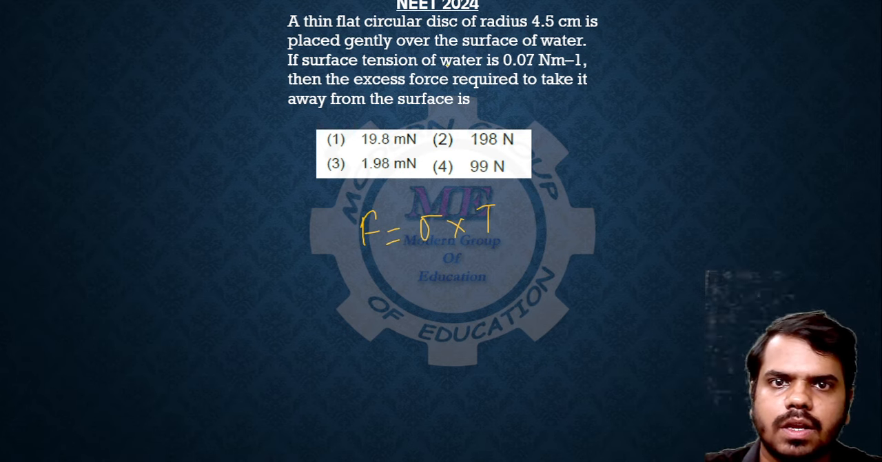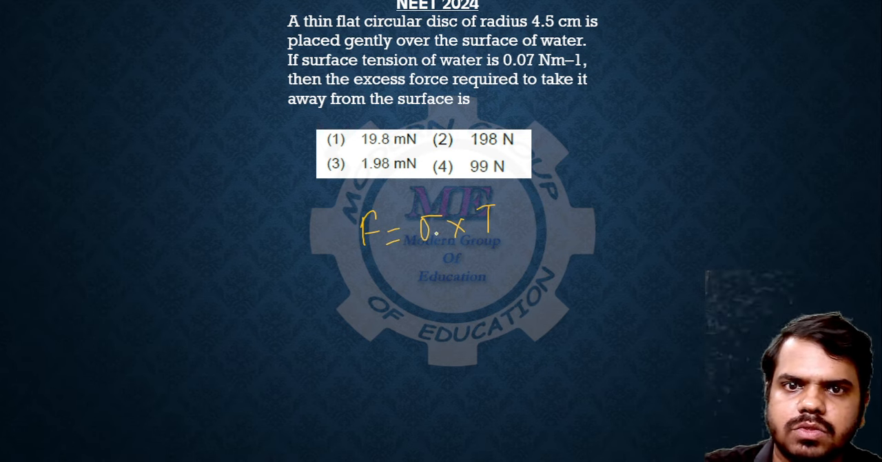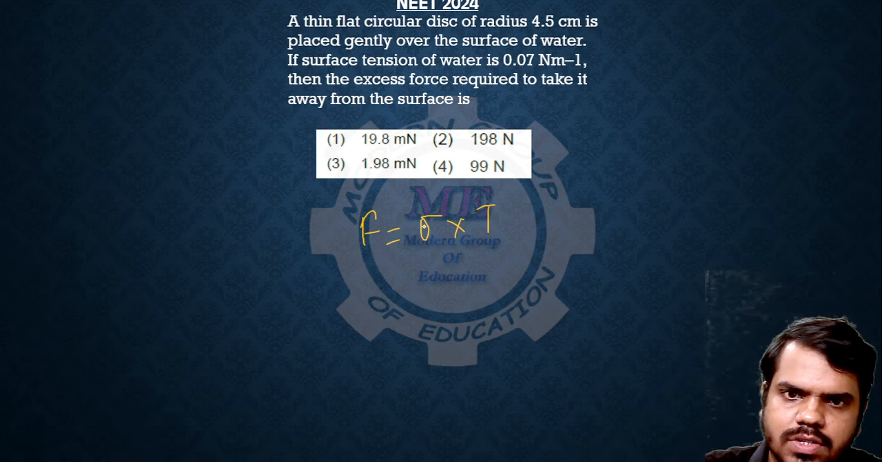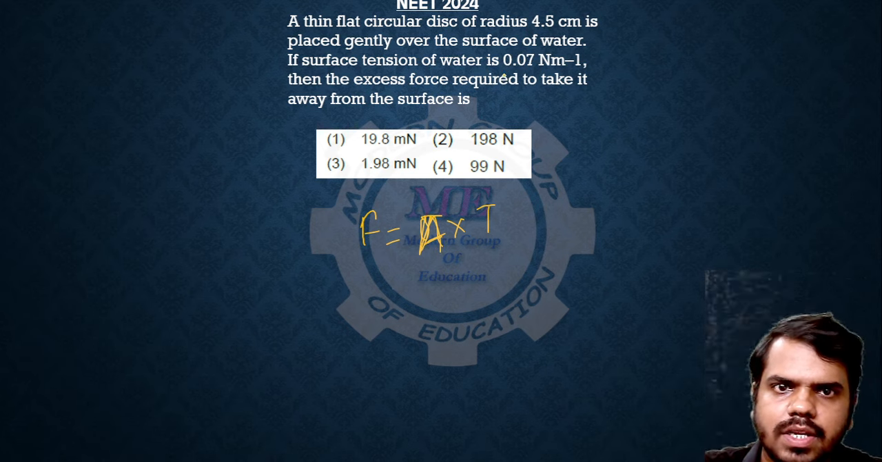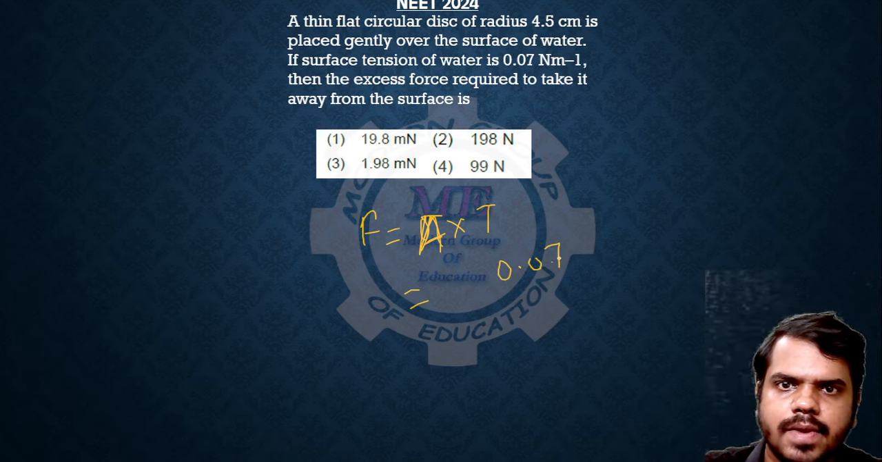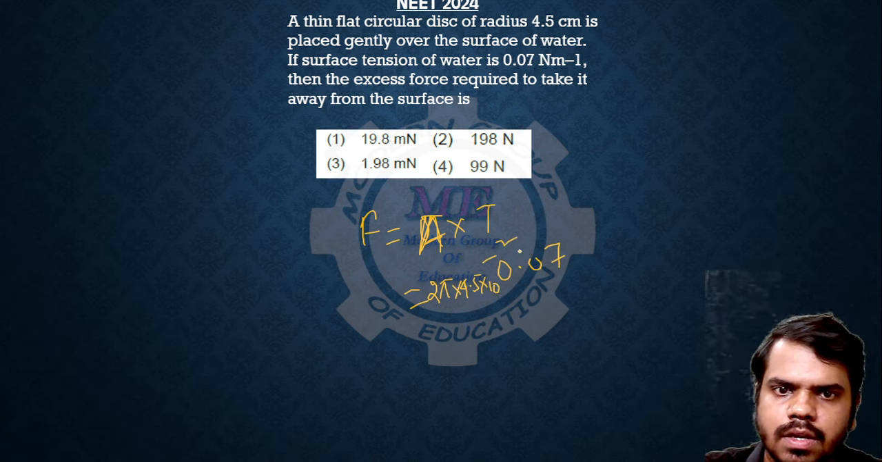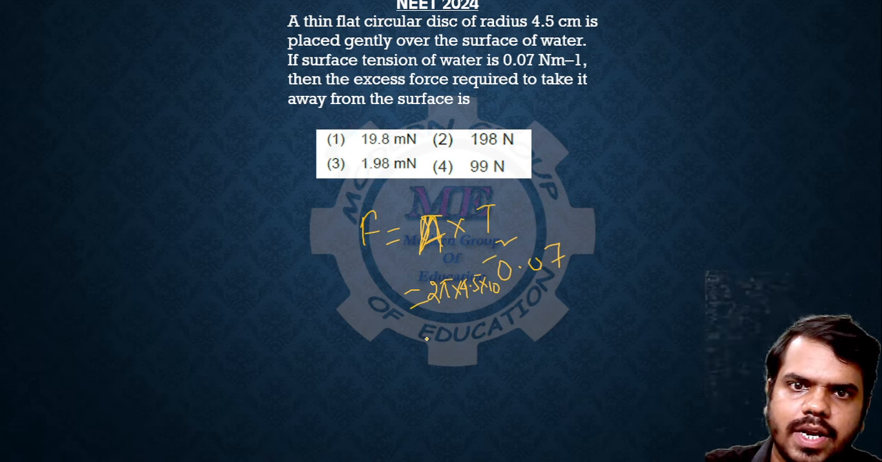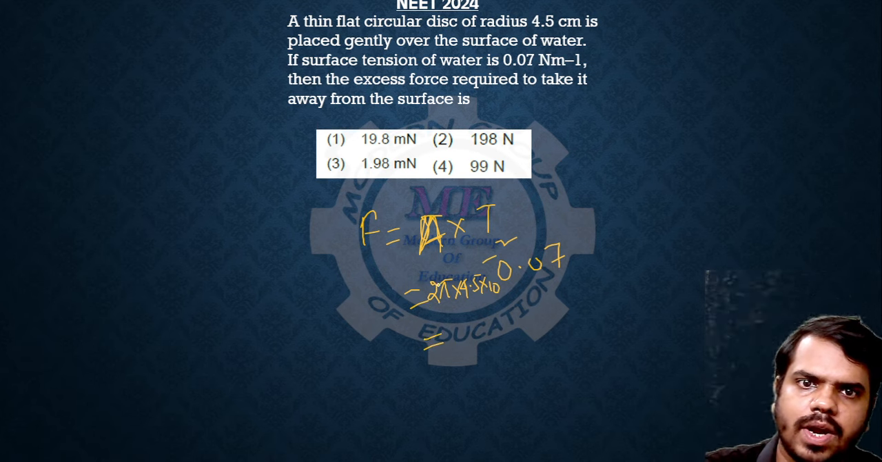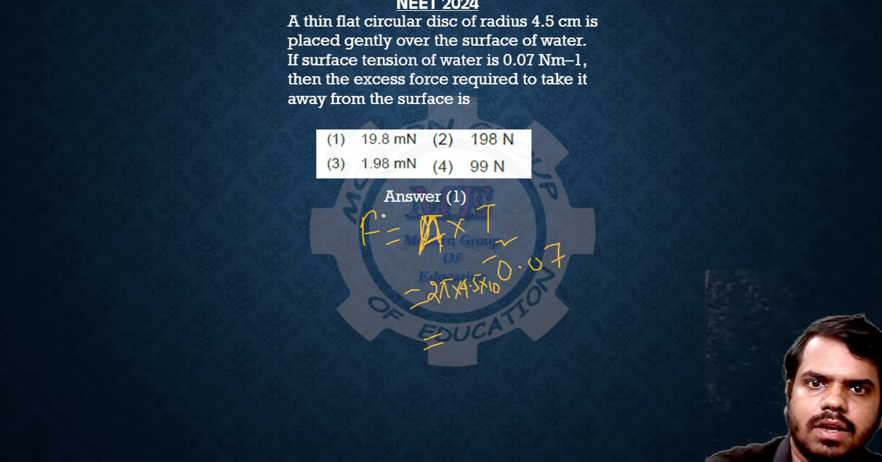Okay. So, sorry, force is equal to, this is not sigma, this is area into T. If the surface tension of water is 0.07, and the area is 2 pi r, then force will be 2 pi into r. Here r is 4.5 into 10 to the power minus 2. Now after calculating, you will get the answer 19.8 millinewton.